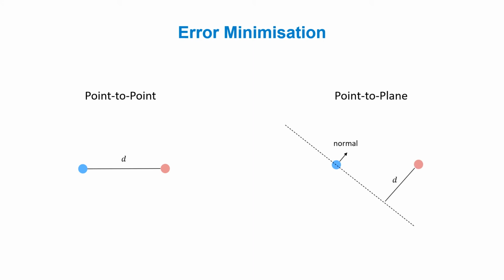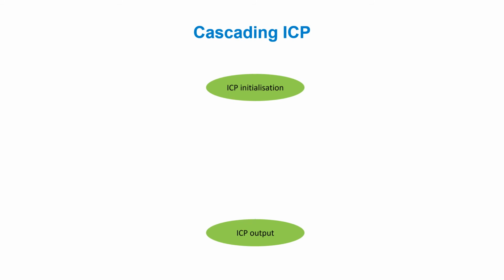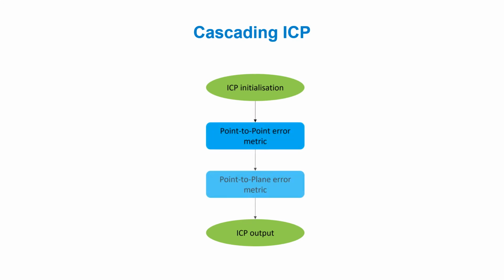The two most used error metrics are the point-to-point error metric that computes distances between correspondences and the point-to-plane error metric that computes distances between points and linear surface approximations. We propose Cascading ICP to combine the strengths of these error metrics and minimize their limitations. Cascading ICP sequentially minimizes the point-to-point and then the point-to-plane error metric. Doing so reduces the probability of point-to-plane ICP diverging while benefiting from its potential superior accuracy.